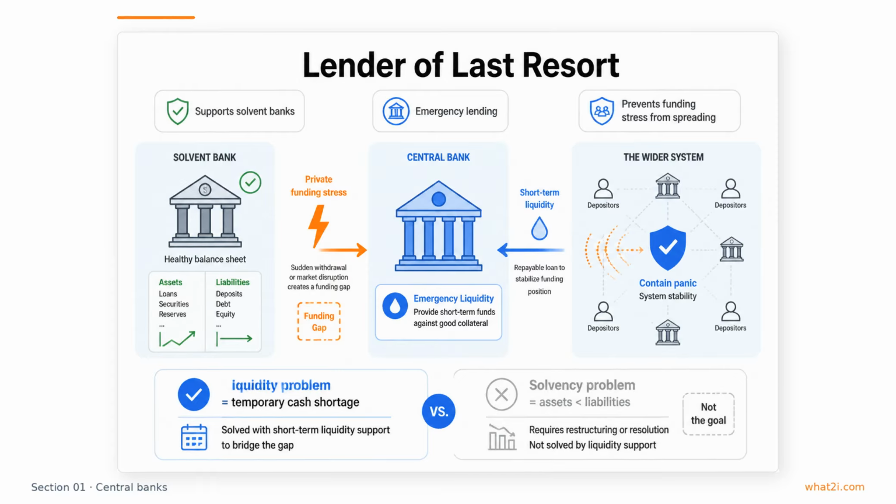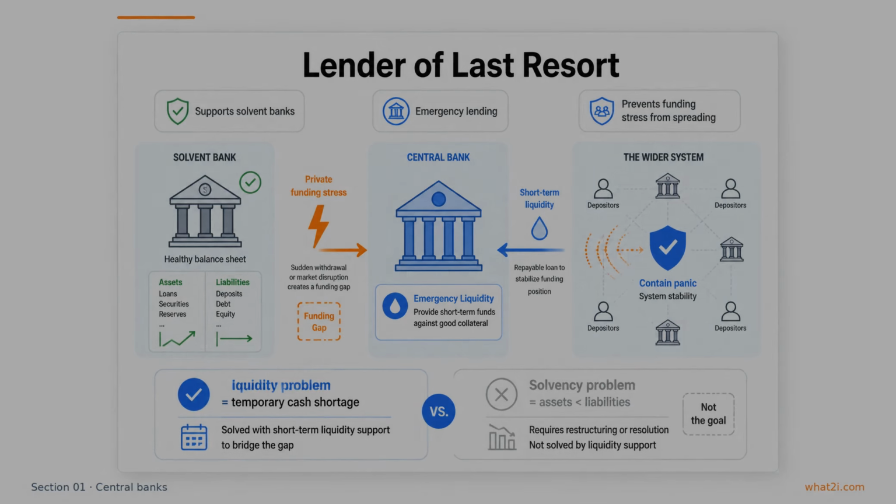A solvent bank may have good assets, but still face a temporary cash squeeze. By acting as lender of last resort, the central bank helps protect the payment system and reduce the risk of contagion. In times of stress, this support can calm markets far beyond the banking sector. Forex traders watch this closely because confidence in the financial system affects the currency itself.